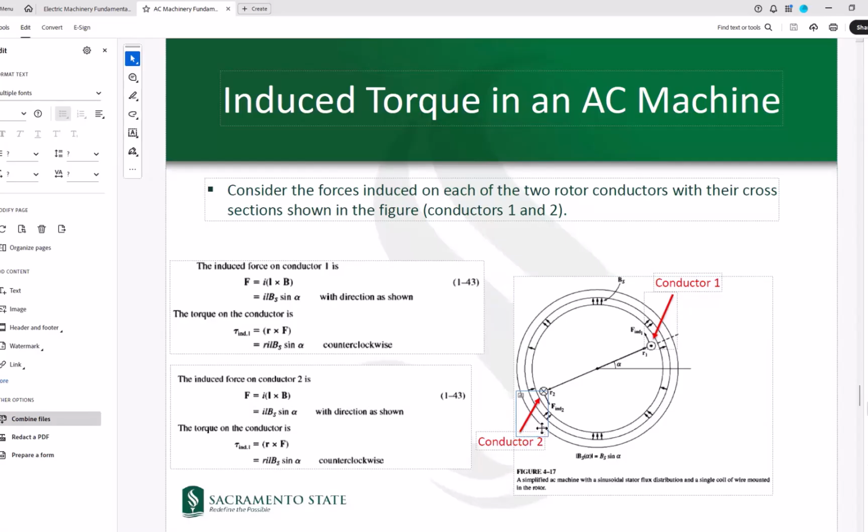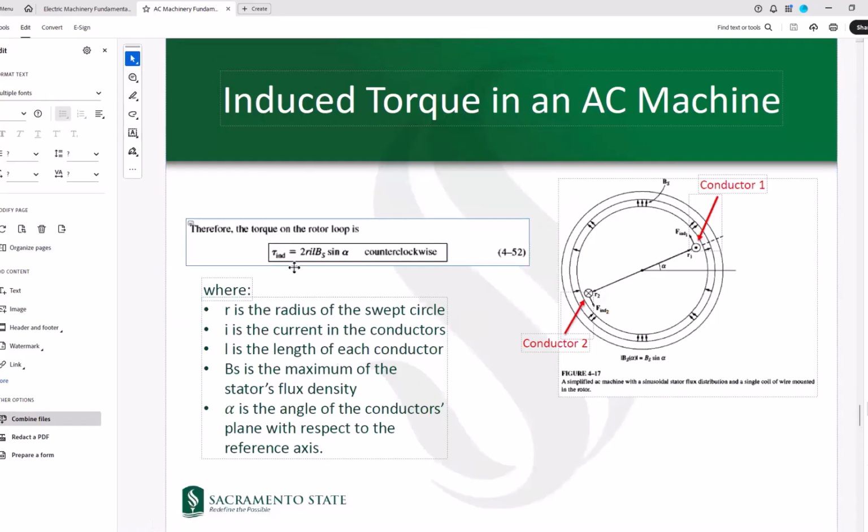Same thing on conductor B. On conductor B, we would get basically the same force in the other direction, which causes the same counterclockwise torque. So when you add them together, tau would be 2 times RILB_S sine of alpha, which would be counterclockwise. Here, R is the radius of the swept circle. I is the current in the conductors. L is the length of each conductor. B_S is the maximum of the stator's flux density. Alpha is the angle of the conductor's plane with respect to the reference axis.